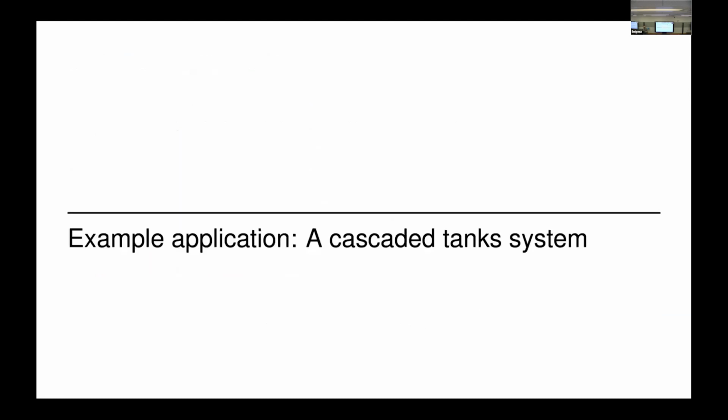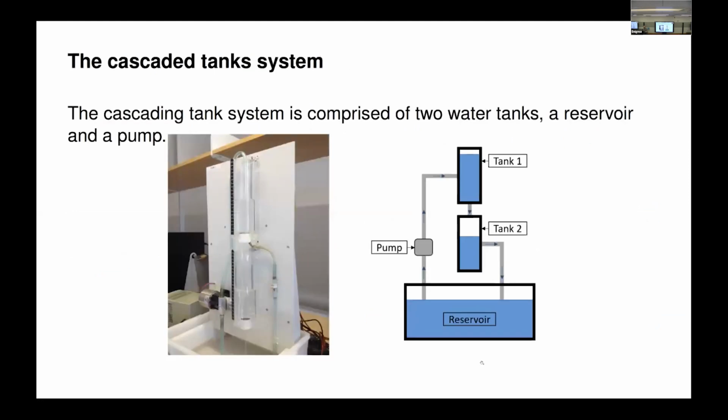So let's have a look at a physical system which isn't an aeroplane. This is a cascading water tank system. I think it was mentioned before, and I think you mentioned you're familiar with this system. It's really popular in control engineering, and maybe in some other contexts as well.